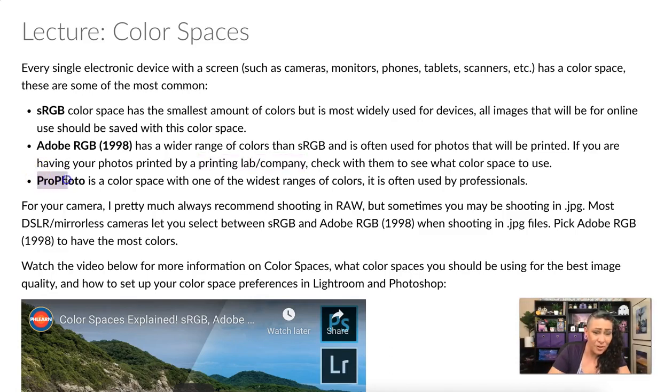Okay, so ProPhoto is a color space with a really wide range of colors, and this is often used by professionals. So basically what happens is you start off working in ProPhoto and you do everything you want with your colors, so you have complete control. And then you do have to change the color space to maybe Adobe RGB 1998, maybe sRGB, maybe a whole nother color space for the final product.